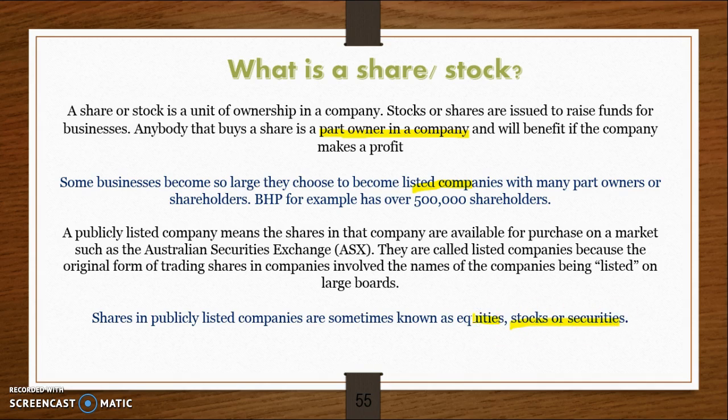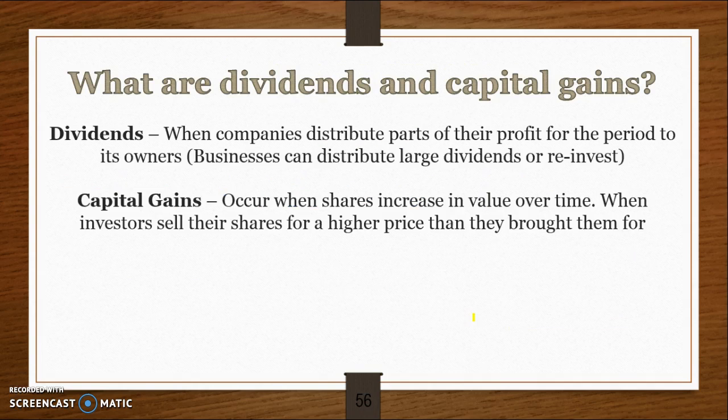So a share is a part ownership within a company, and they're used to raise funds for companies. Two other keywords are dividends and capital gains. Dividends are when companies distribute part of their profit to their owners. So they might distribute dividends, which can then be reinvested into buying more shares, but it's when the companies decide to give money to their owners.